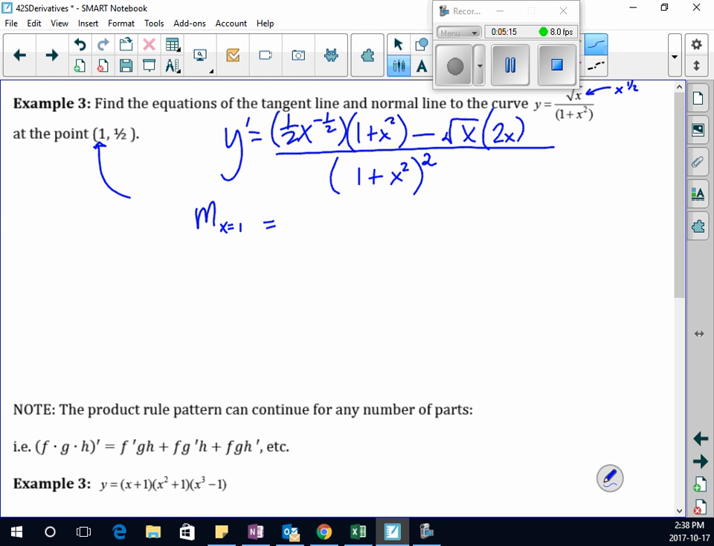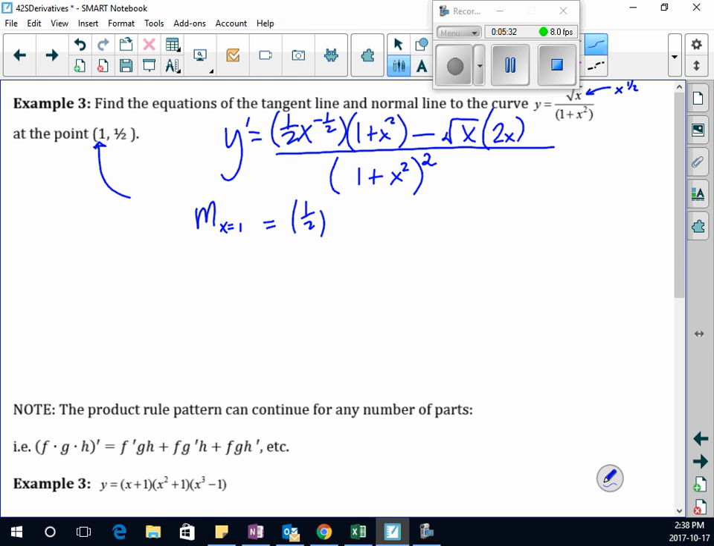So I'm subbing 1 in for all the x's here. Does everybody see that? The y prime is getting replaced with m because I'm now substituting it in. So this is the square root on the bottom of 1, which is still 1. And so then I get what? A half out of that.